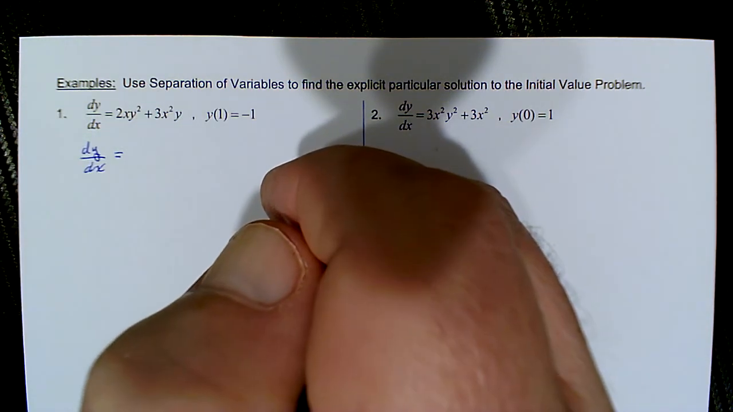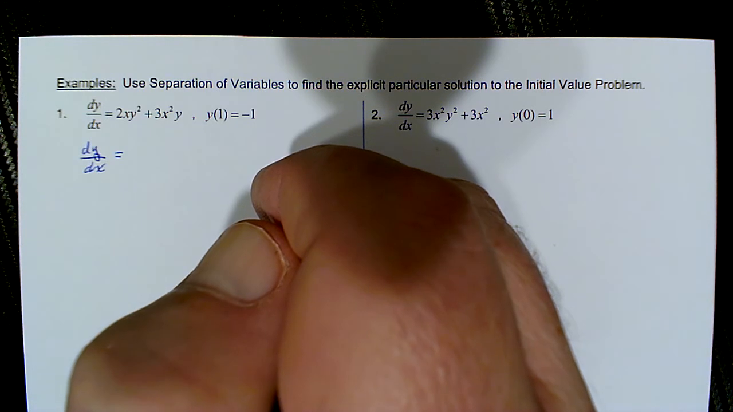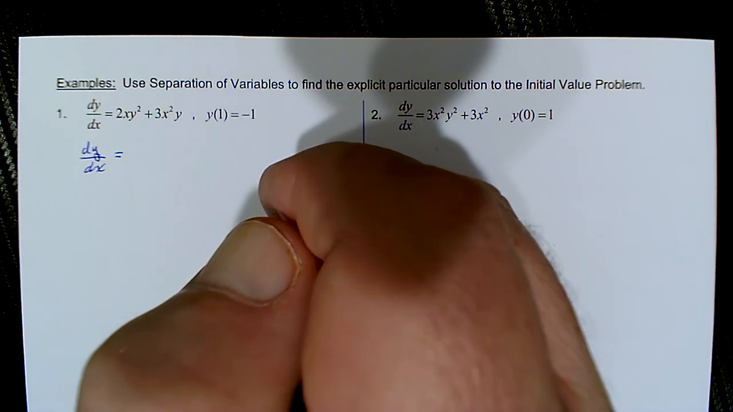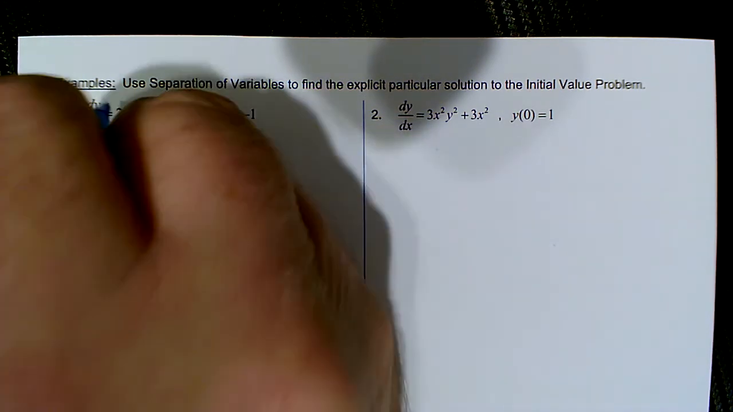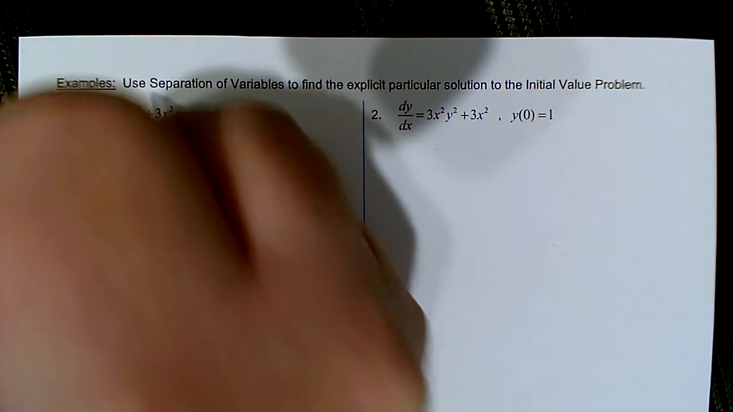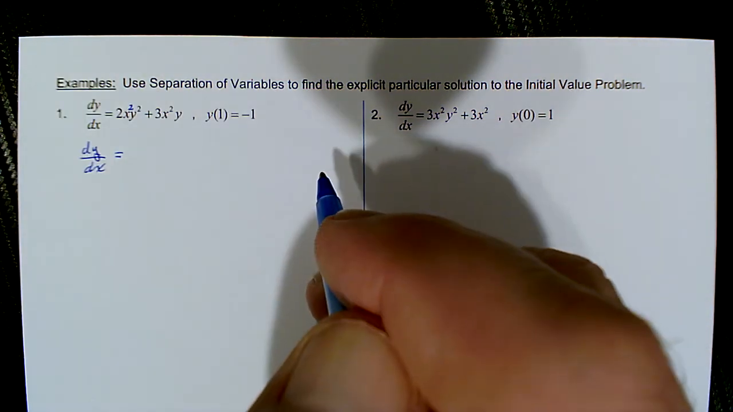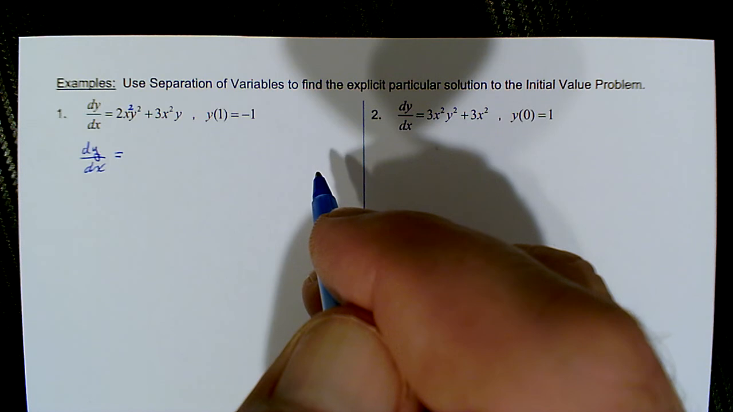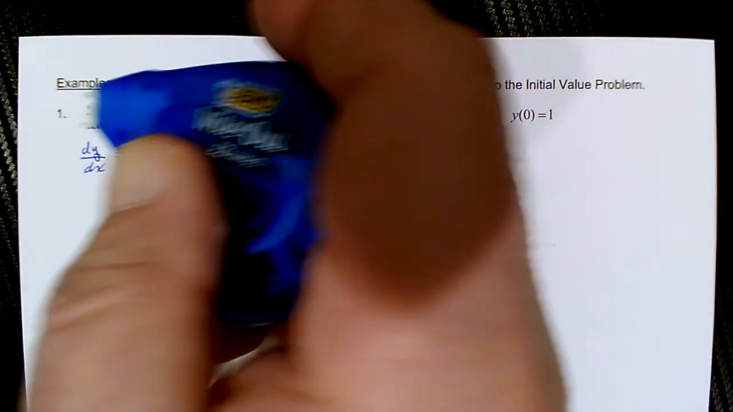Or I'm sorry, 2xy squared plus 3x squared. That's not an x squared. This should be a y squared. Okay, so make sure you make that correction. So again, the function is 2xy squared plus 3x squared y squared.